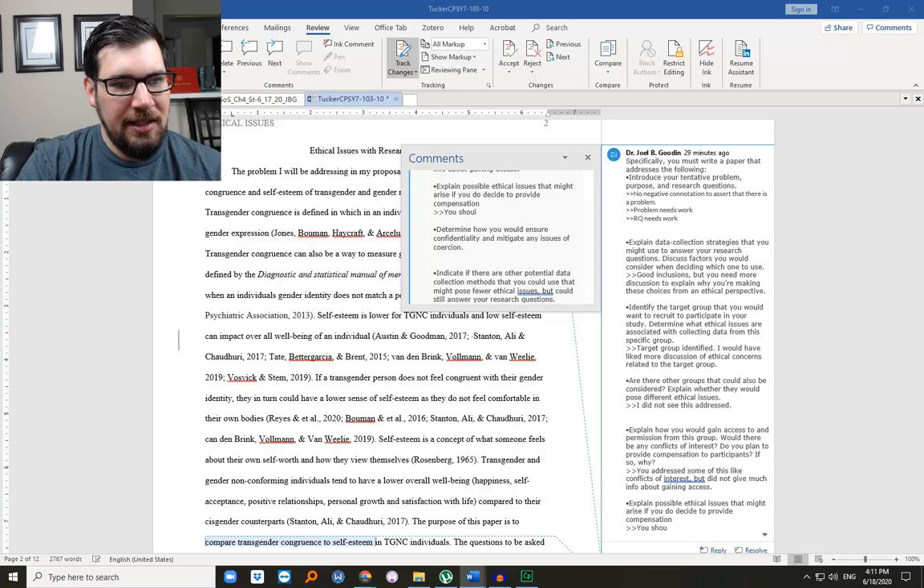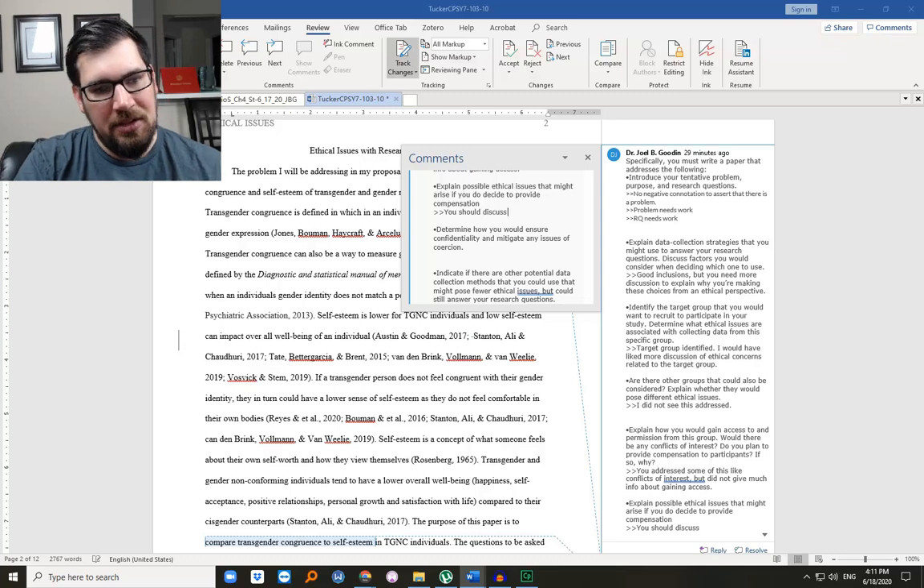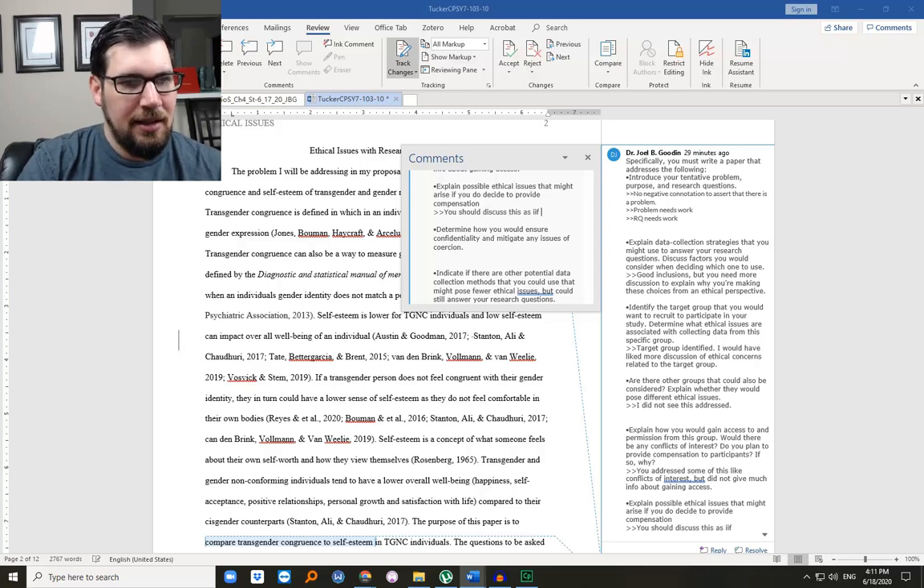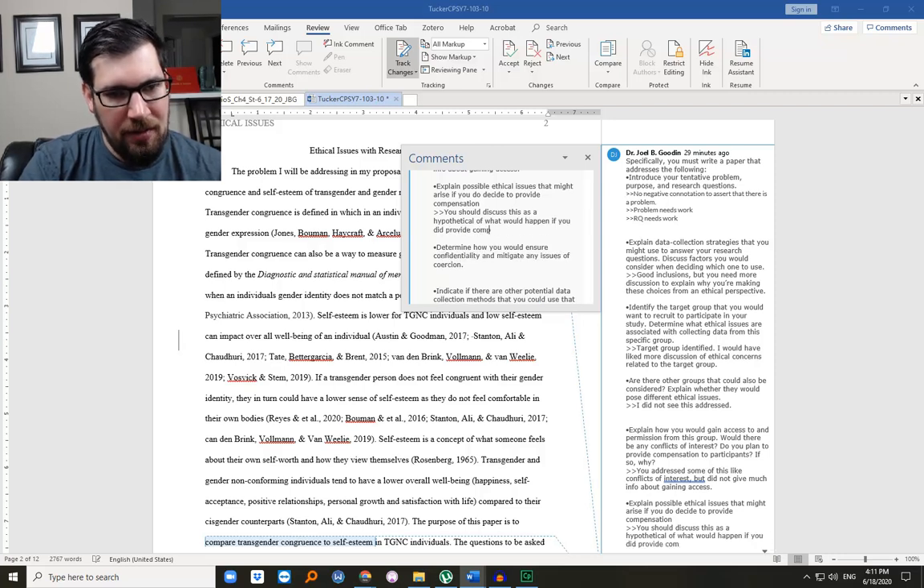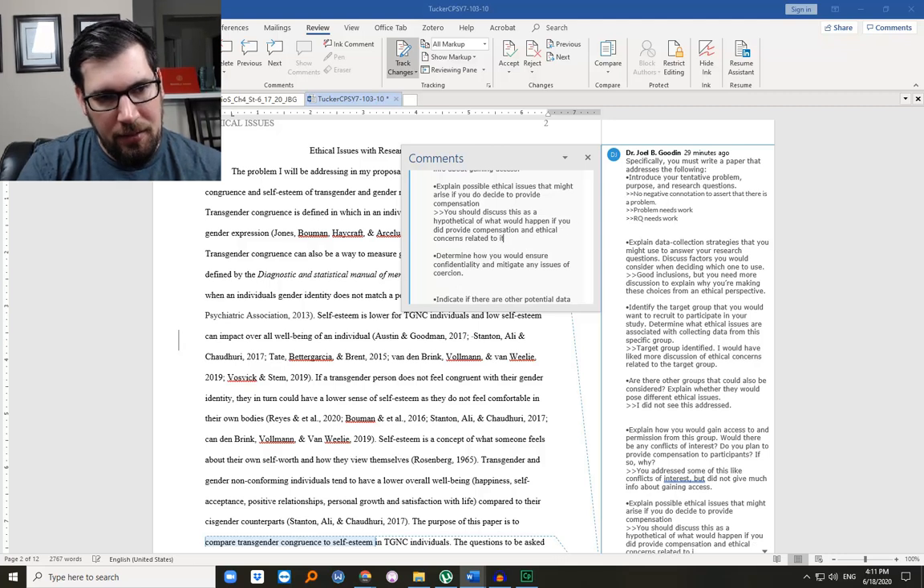You should discuss this as a hypothetical of what would happen if you did provide compensation and ethical concerns related to it. How you would ensure confidentiality and mitigate any issues of coercion.